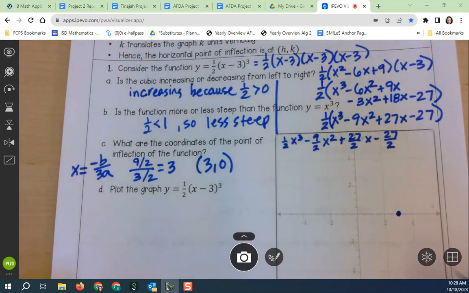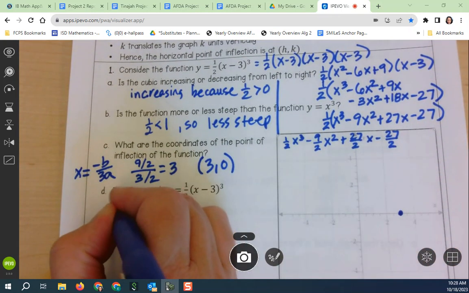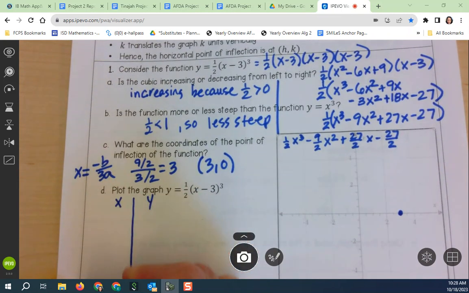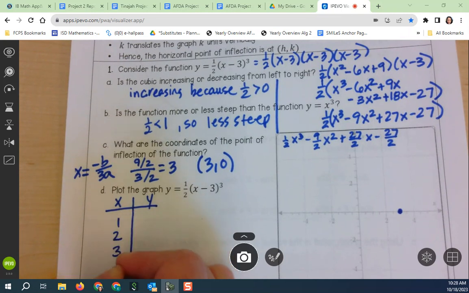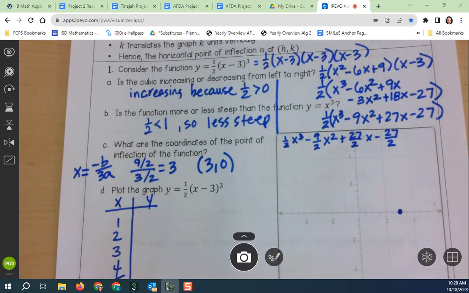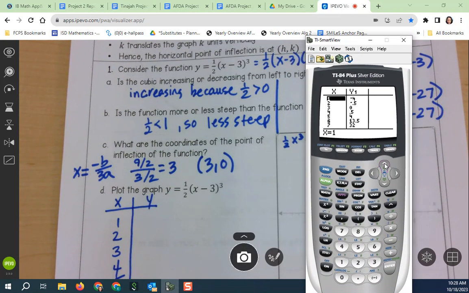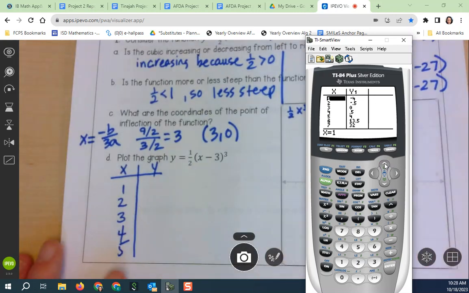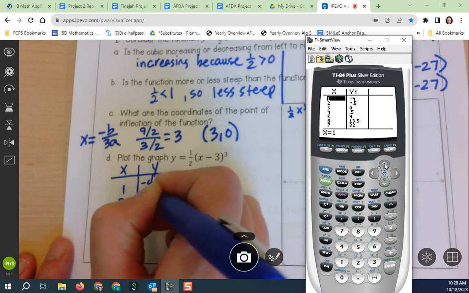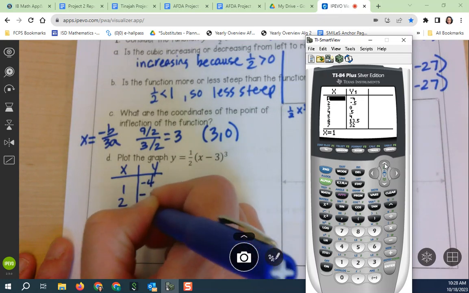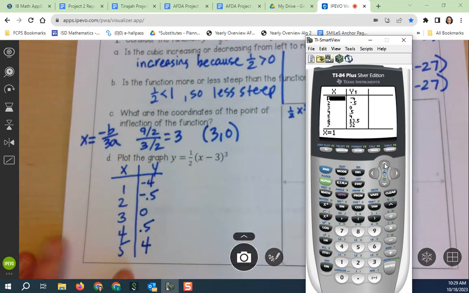So I just need to graph a few more points. So I'm going to graph points that are around my point of inflection. So since this one is at 3, you're going to graph points below it and above it. So 1, 2, 3, 4, 5 should work. And luckily, we have this in our table here. So we should be able to grab the values from there. So negative 4, negative 0.5, 0, 0.5, and 4. And then we're going to graph those.